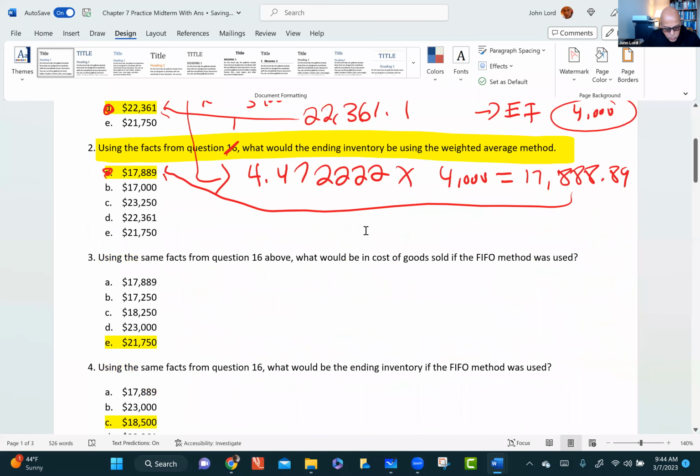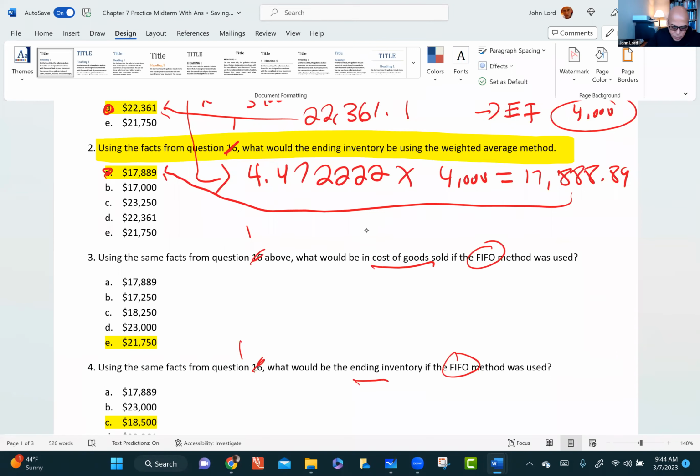Let's go ahead and do the same thing now. If we were doing FIFO, first in, first out, cost of goods sold and ending inventory, using the same fact pattern. And guys, again, they all came from question 1. I took this from an old exam. In the old exam, that was question 16, but I forgot to change the numbers on the reference here. So it's question 1, and now I need to do the cost of goods sold.